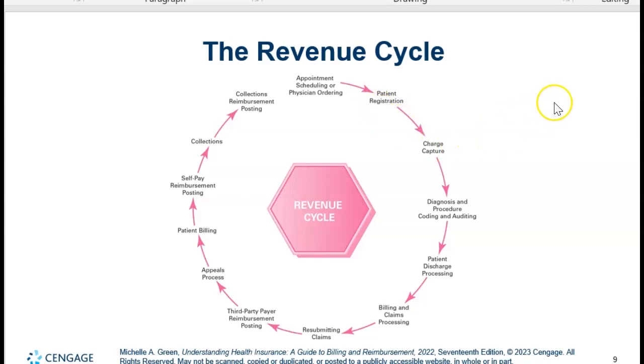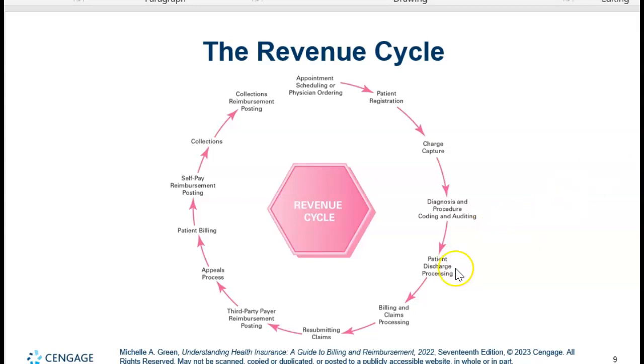Charge capture, so that would be, let's say they come in for a visit, E&M, and the charge capture would be what service did they get. It's going to capture that with a dollar amount put to it. So when we're talking level of service, we'll get into this more in coding for evaluation and management. Was it a low level, high level? And then our next step would be diagnosis and procedure coding. So then diagnosis and procedures get put on.